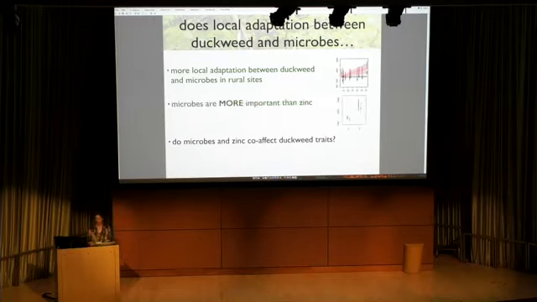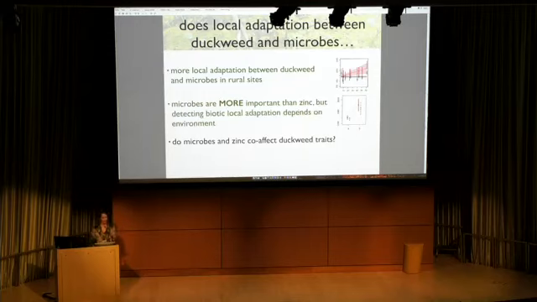When we asked whether or not local adaptation was affecting zinc tolerance, it's pretty clear at this point that the microbial community that duckweed is associating with is more important for fitness than the contamination environment. But that environment did alter whether or not we were detecting local adaptation. So local adaptation is contingent on the environment.